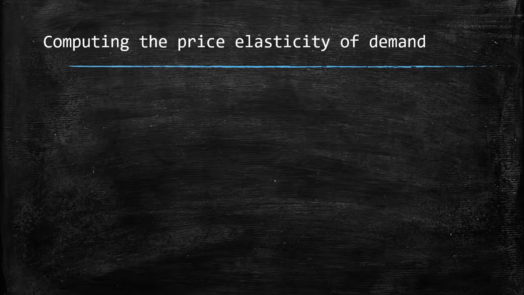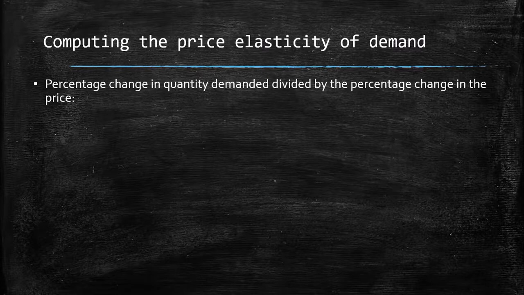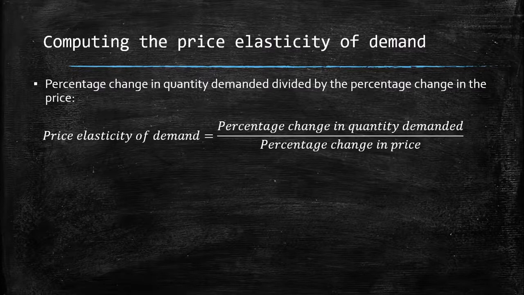So how do we compute the price elasticity of demand? It is computed as the percentage change in quantity demanded divided by the percentage change in the price. So that would be the equation. The price elasticity of demand is defined by this equation.